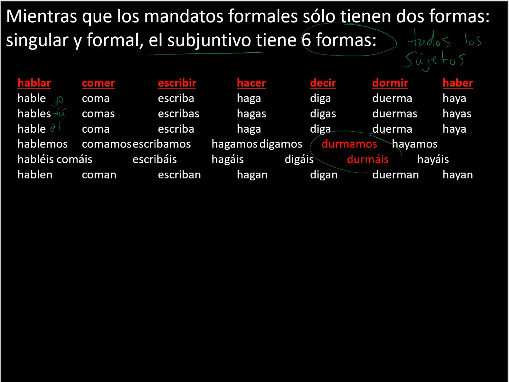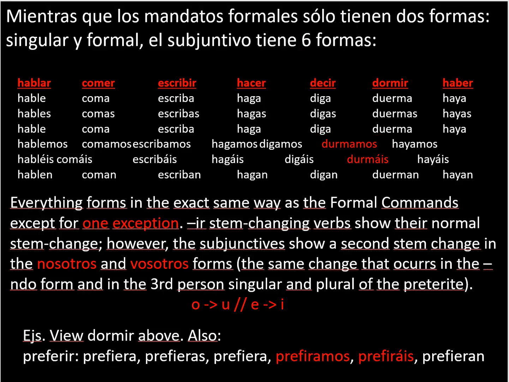Remember your stem changers? Everything forms in the exact same way as the formal commands, except for one exception. Stem changing verbs show their normal stem change. However, they show a second stem change in these forms. Because we did not learn these commands, you haven't seen this. But they only take part of the stem. Have you ever seen dormir? Take part of the stem, just O to U instead of duermo, the O to UE.